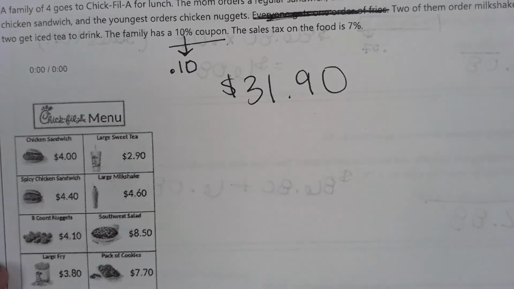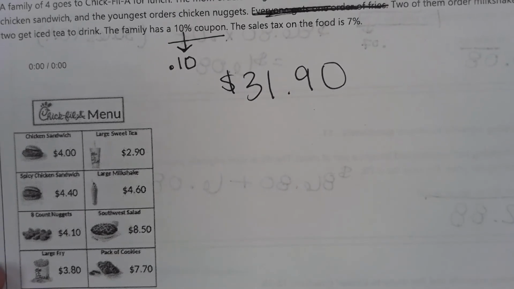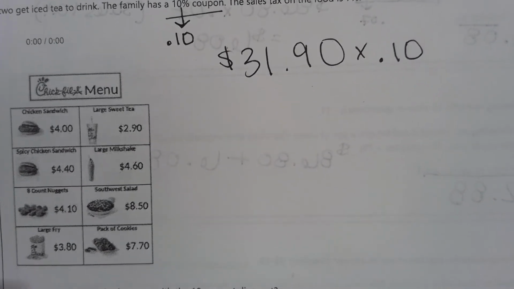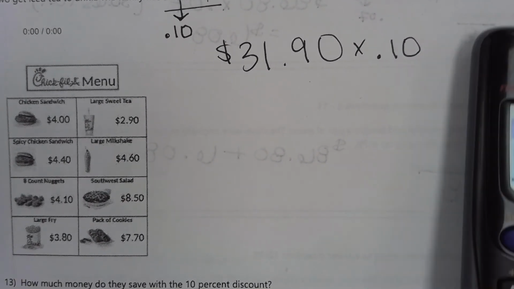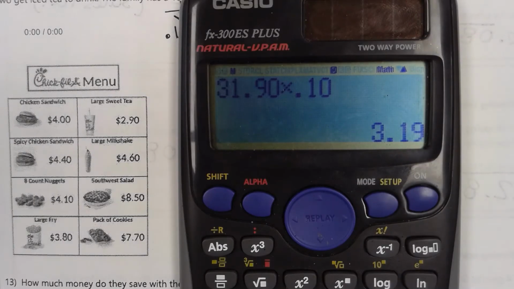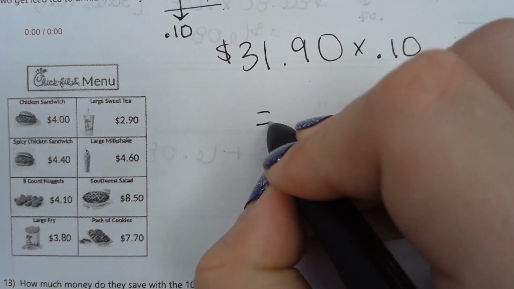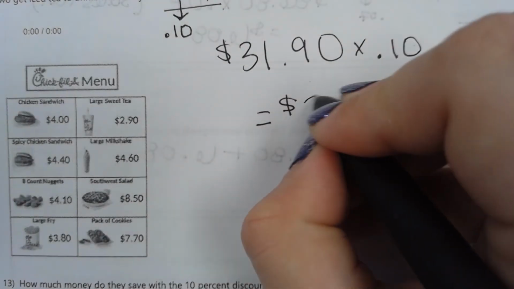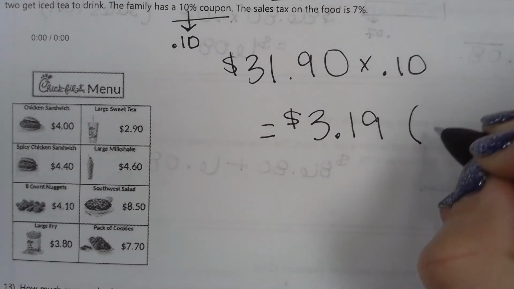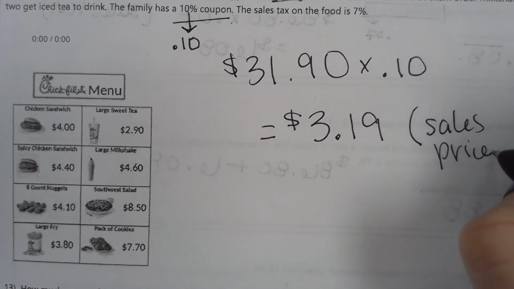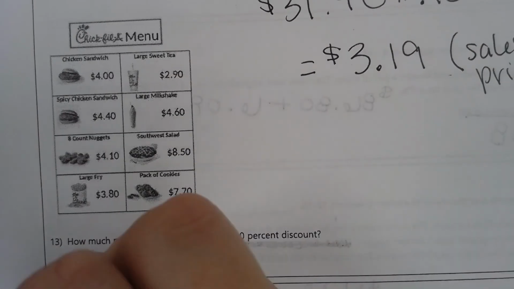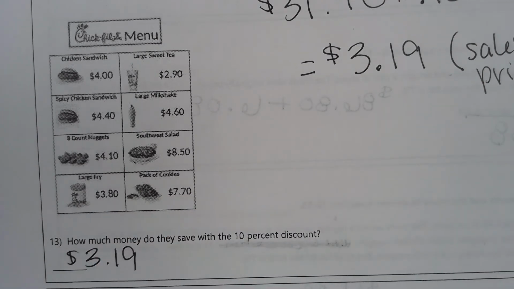So we just found the amount to be $31.90 from the previous question. So I can multiply that times 0.10. So $31.90 times 0.10 gives me 3.19. So with the 10% off discount, they are saving $3.19. And the question is asking how much is the savings, so our answer is $3.19.